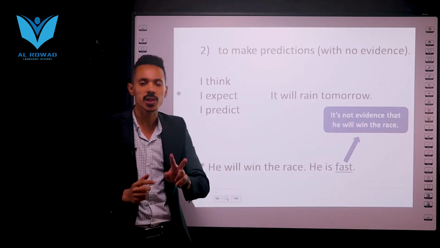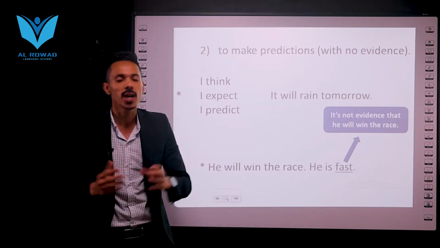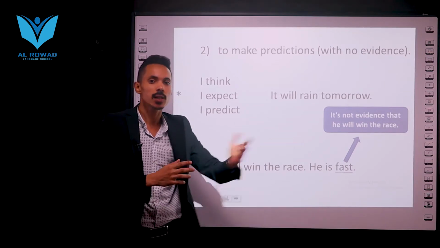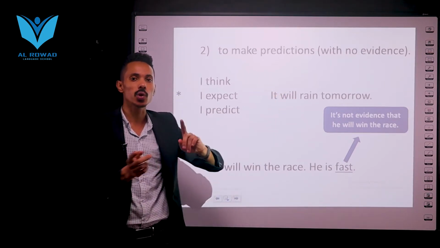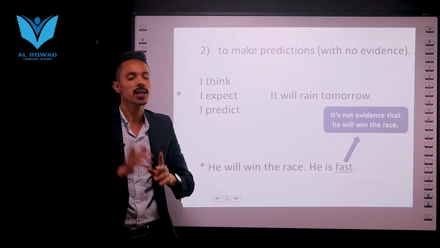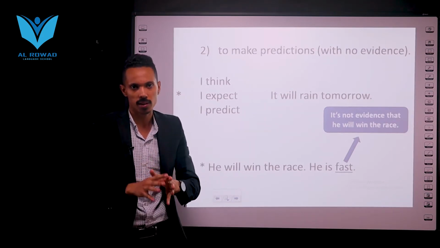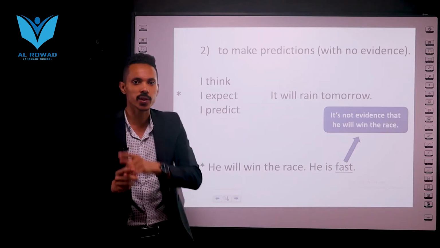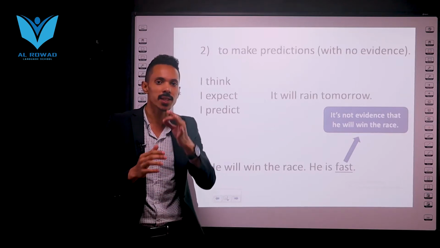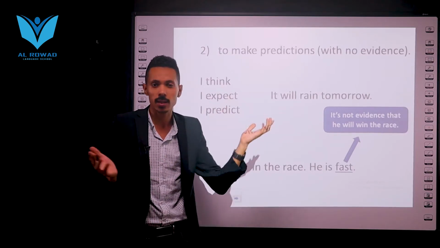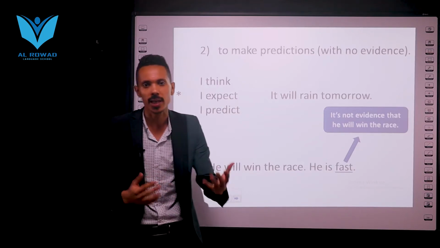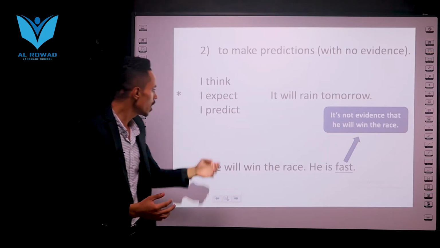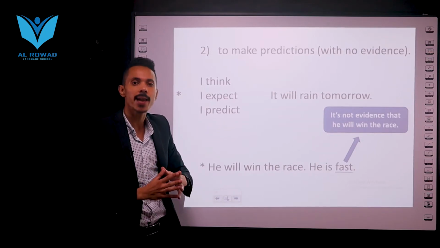The second way: to make predictions with no evidence. This is the second usage of will plus infinitive, to make predictions. Making predictions means you say that something will happen in the future and you are not sure about it. You only think, you only guess, you make a prediction. You can say, I think, I expect, I predict. They have the same meaning.